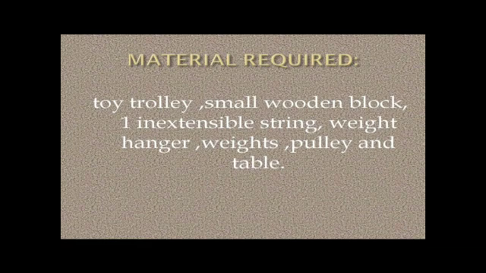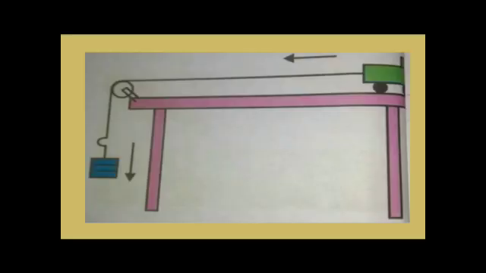The materials required for the activity are toy trolley, small wooden block, one inextensible string, weight hanger, weights, pulley and table. First, place the toy trolley on the table, tie the inextensible string to it and pass the string over a pulley. Number 2. Fix a weight hanger on the other end of the string.